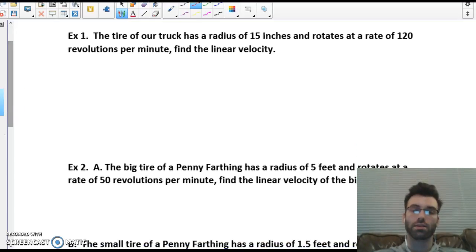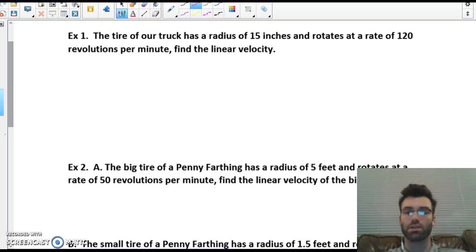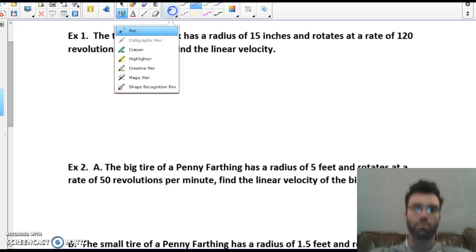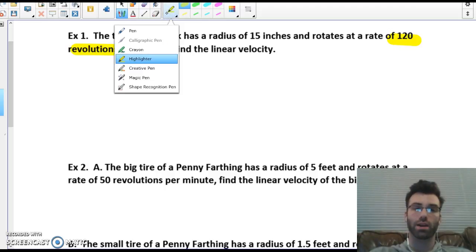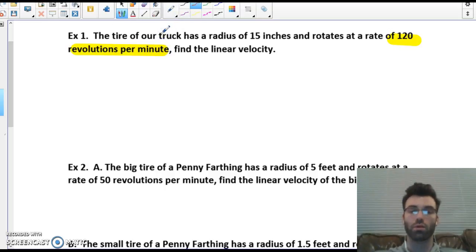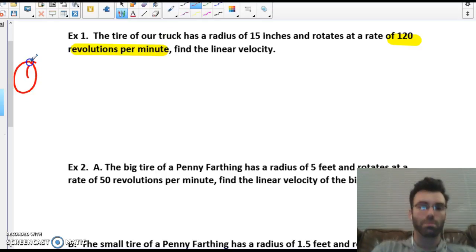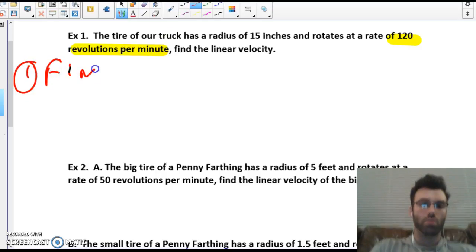Example one. The tire of our truck has a radius of 15 inches and rotates at 120 revolutions per minute. Remember yesterday we talked about revolutions per minute and how we had to convert that into radians. The same rule applies here. So our first step is going to be to find W. That is what we were doing yesterday.